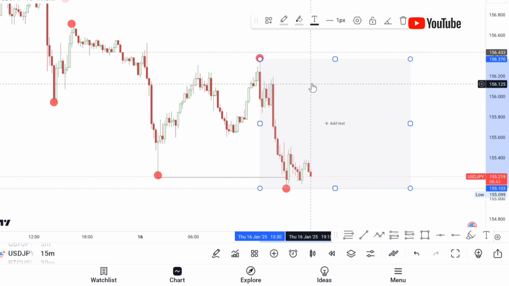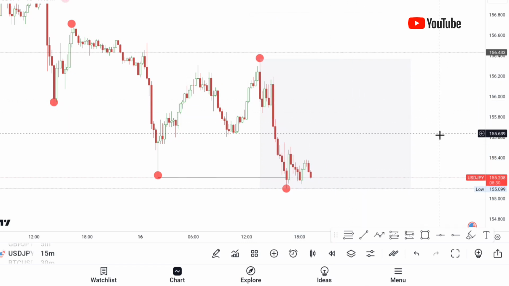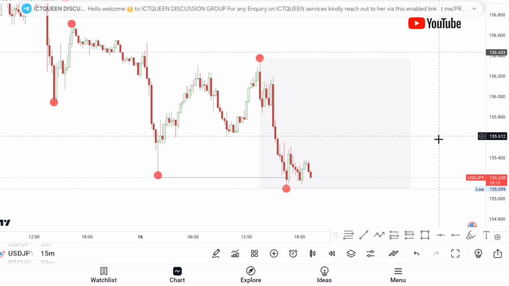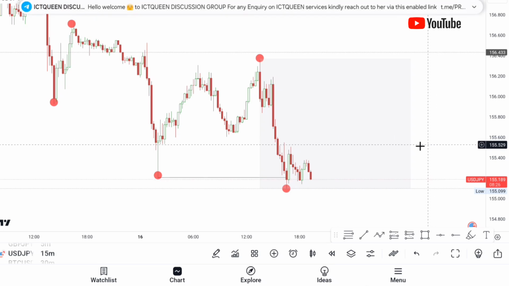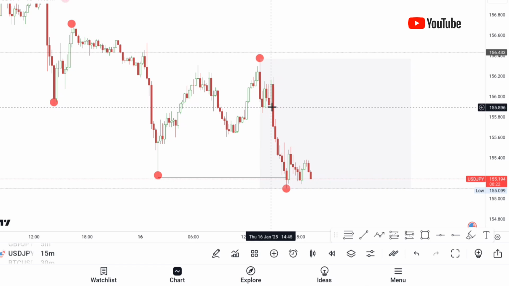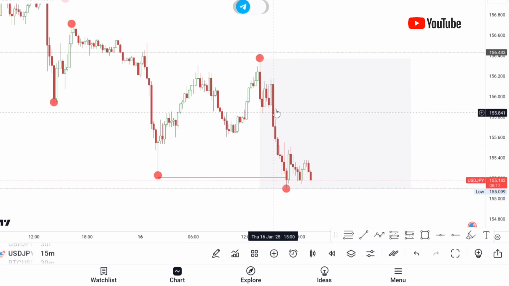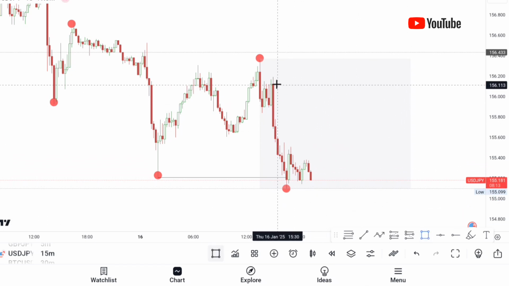So after that, the next thing I do is to mark out my point of interest, which is very important, like the order block, the supply and demand zone, and so on and so forth. After that, I'm going to be marking out the candle before the huge move, which is my order block. I'm going to mark it out like this, from the high to the low of the candle. I will drag it out.